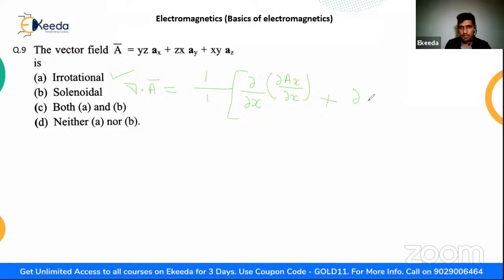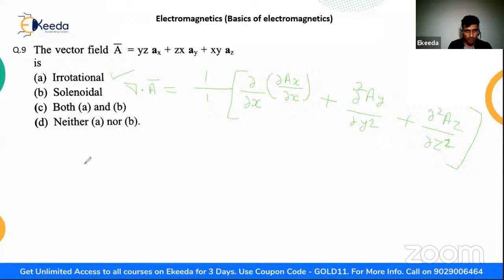Similarly, the second term will be del. This is basically a double differentiation, so I'm just writing one step in advance. So the second step will be del square Ay upon del y square plus del square Az upon del z square. Here the square is on del and here it is on z, because this is del z square, differentiation twice with respect to z. So del square Az upon del z square, not del square Az upon del square z. This is not correct. Del square Az upon del z square is correct.